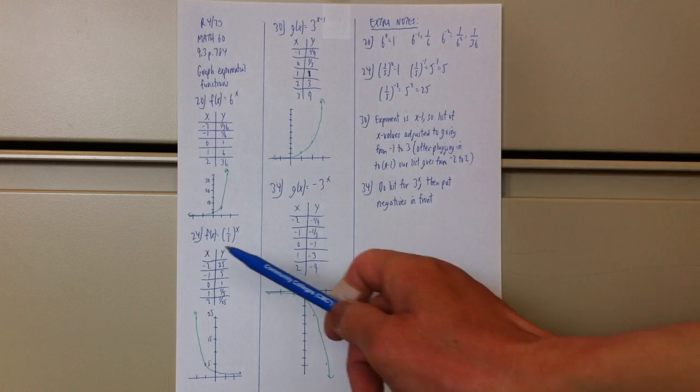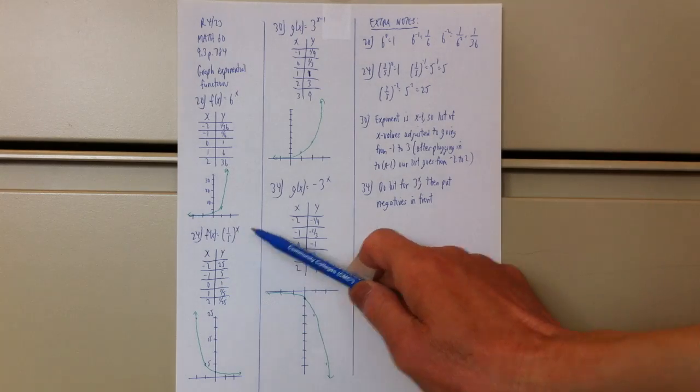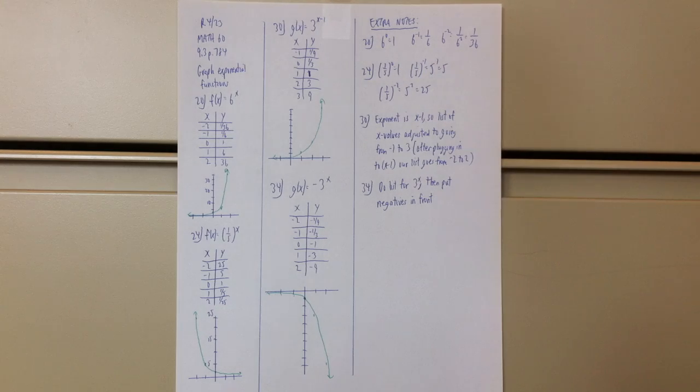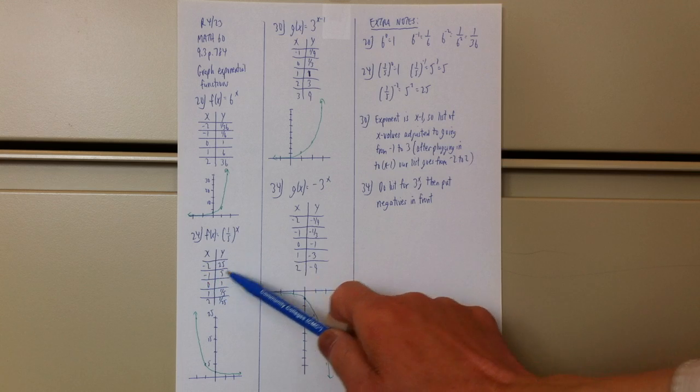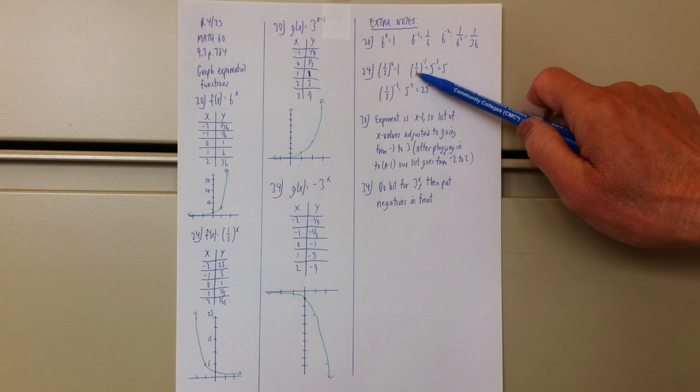Here's 24. F of x equals 1/5 to the x again, but then you can say it's y. All right, and again, I'll start with the zeros and positive. 1/5 to the 0. We know anything to the 0 is 1. Plug in 1. 1/5 to the 1 is just 1/5. Plug in 2. 1/5 squared is 1/5 times 1/5. That's 1 over 25.